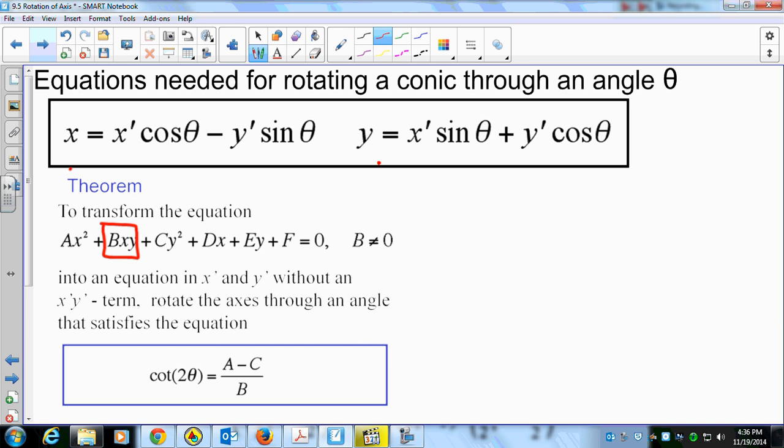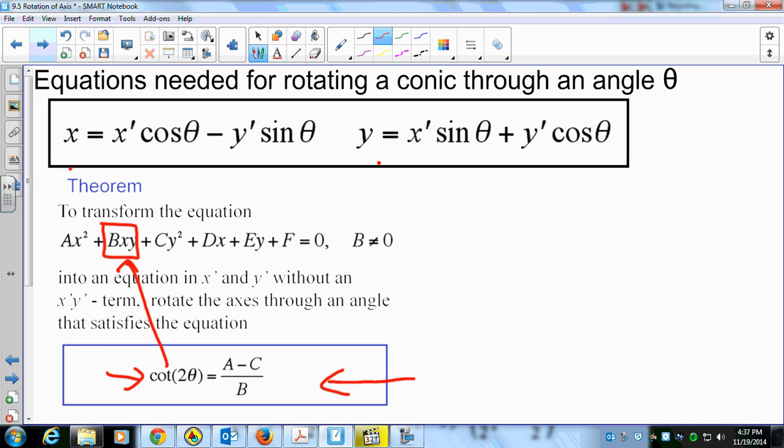So what we're going to have is this theorem. This theorem has like a 2-page proof in our book. Go ahead and follow along with that if you want. We're just going to take it as a truth right now. So we have cotangent of 2 theta equals (a minus c) over b. And by doing this substitution, we hope to eliminate the xy term and have something that we are more familiar with graphing here with conics.